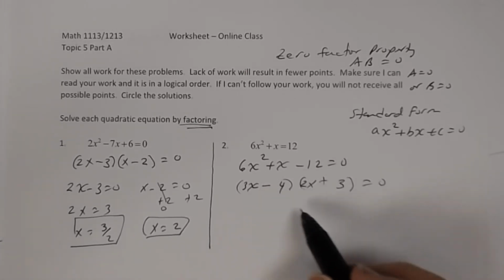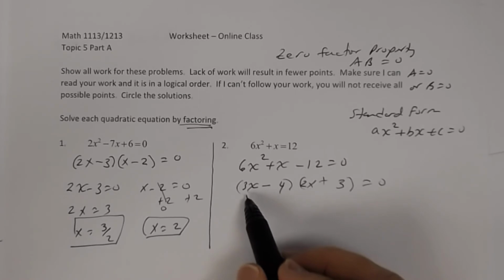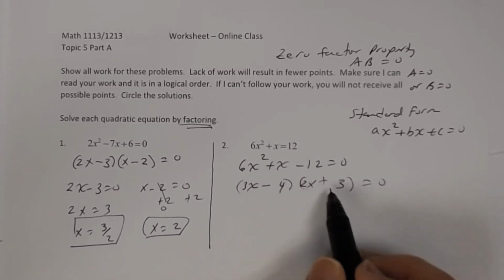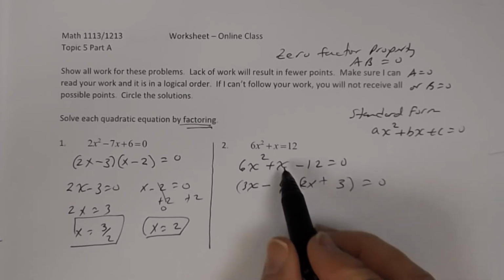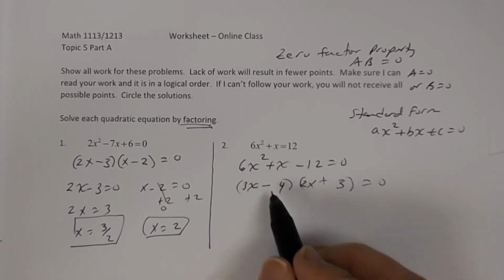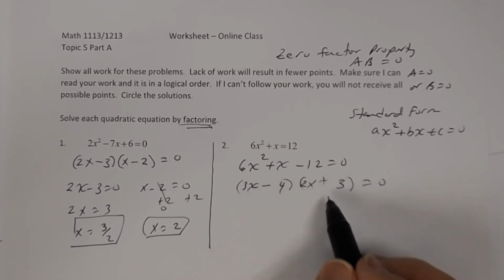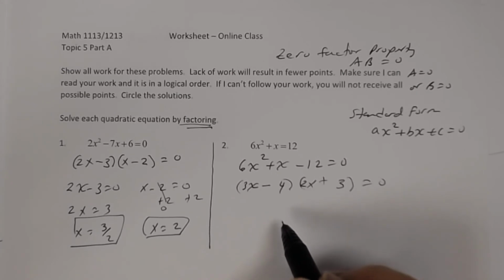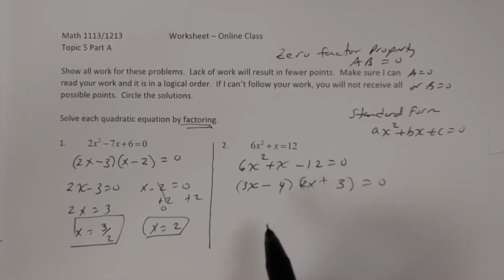Now let's check it. Let's check by using FOIL. 3x times 2x is 6x squared. A negative 4 times 3 is a negative 12. Now let's do the middle term. For the middle, you look at the outer and the inner. 9x and a negative 8x is a positive x, and that's what you wanted. All right, so I factored this completely.